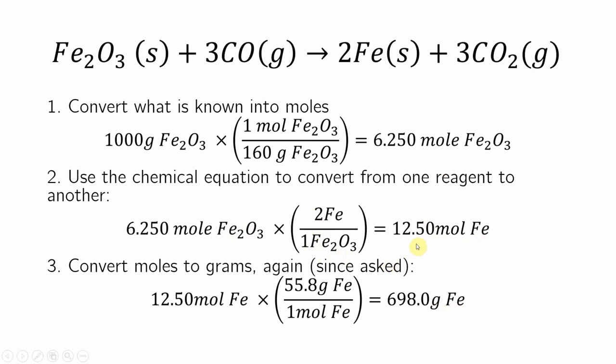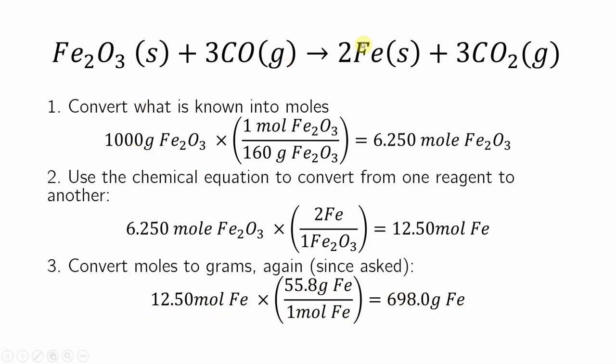Now, lastly, I need grams. I was asked for the mass of Fe, and I have moles of Fe. The moles of Fe is not what I want. There's no molometer. I have a scale. I can weigh out stuff. So I'll take 12.5 moles of Fe. I'm going to go to the periodic table. I'm going to see that my dimensional analysis tool here is 55.8 grams of Fe per 1 mole of Fe, and I'll get that I have 698 grams of iron. So for every 1,000 grams of Fe2O3, I'll get 698 grams of iron.